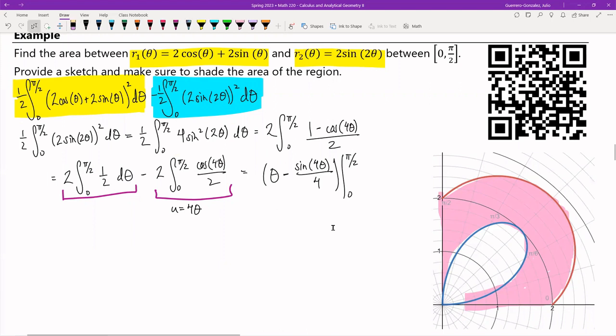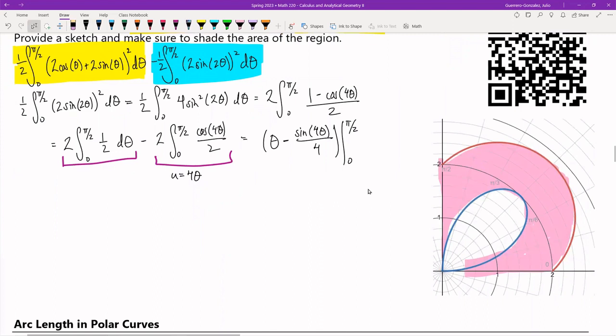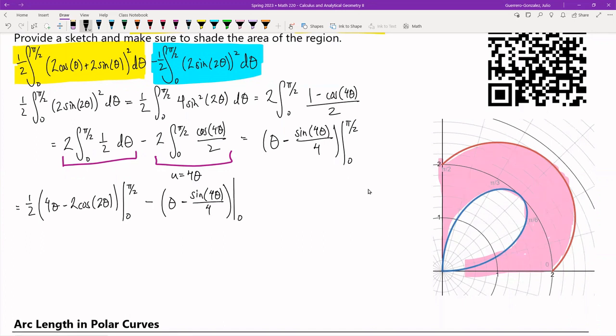Okay, so now we've got everything we need, right? So if you recall from up above, from our first example, that very first integral in yellow is going to be 1 half times 4 theta minus 2 cosine of 2 theta evaluated from 0 to pi over 2, minus, and now we have this nice thing, theta minus sine of 4 theta over 4 evaluated from 0 to pi over 2. Okay, equal to. We know what this thing is. 1 half 2 pi plus 4.